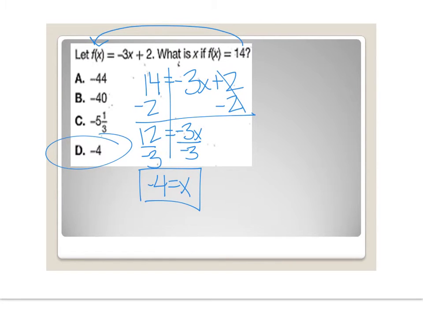As you guys are writing this down, I'm just going to talk through another strategy that you can use for this one, if this were a question on the multiple choice test. If you know that you have to find x, but you're not sure how to find x, one of these, I should say, is going to be a solution. So if you take negative 44 and plug it in for x, check to see if it equals 14. In this case, it doesn't. Same thing, plug in negative 40 in for x. Then plug in negative 5 1/3 in for x. And then negative 4 in for x. And figure out which one would equal 14. That's a way that you can use guess and check to be able to solve.